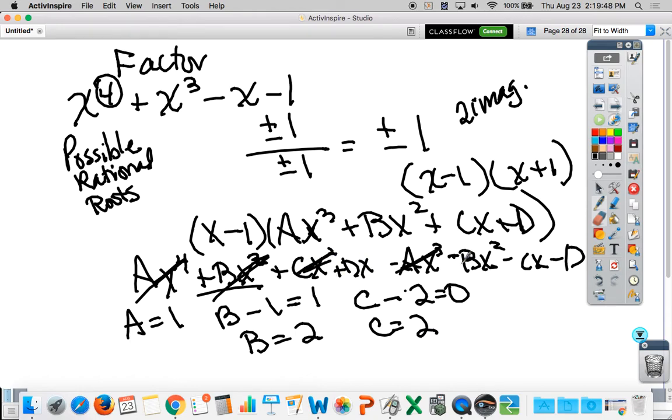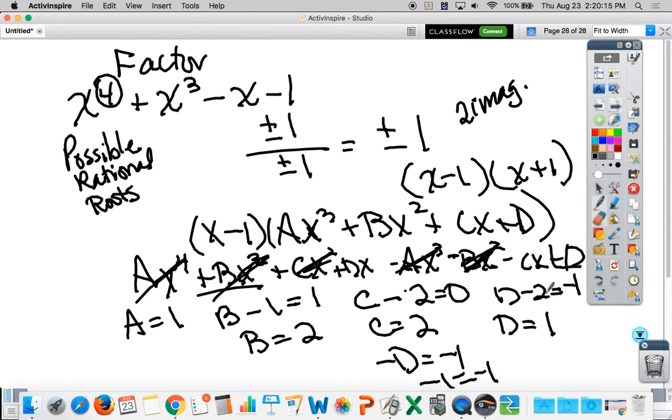And if you're not crossing these out, you're also gonna make some mistakes. D minus 2 equals negative 1, so D equals 1. And does that make sense? Now, negative D right here equals negative 1. So we know that that is true. So all of these worked out.